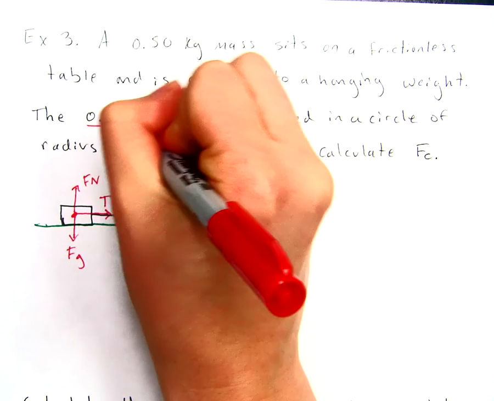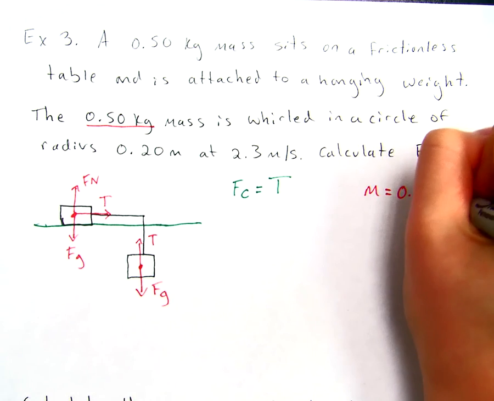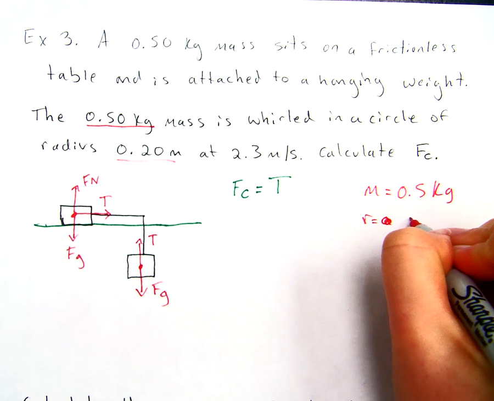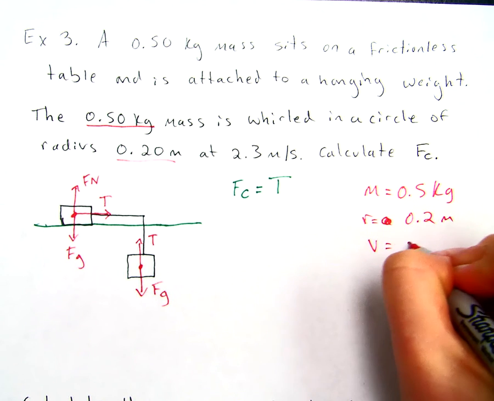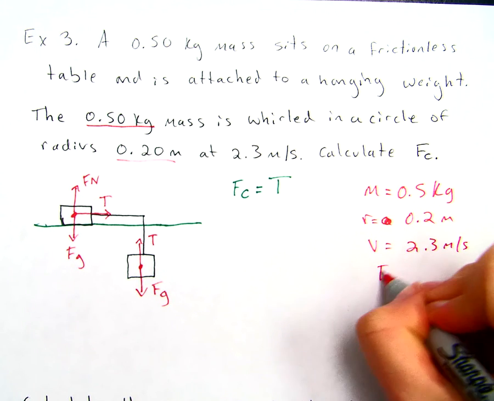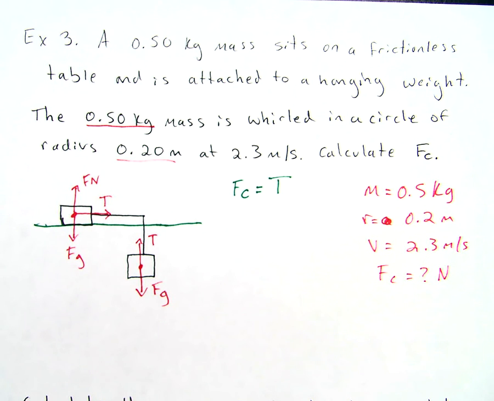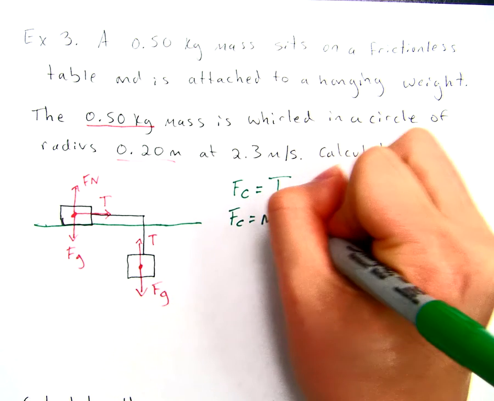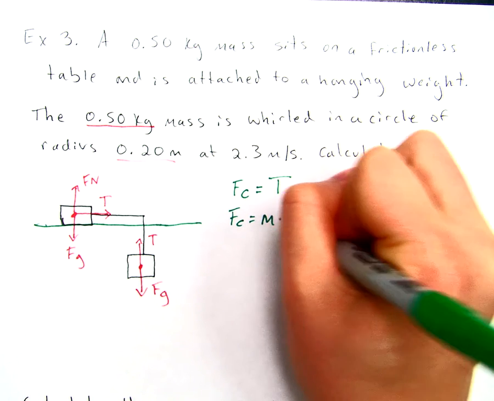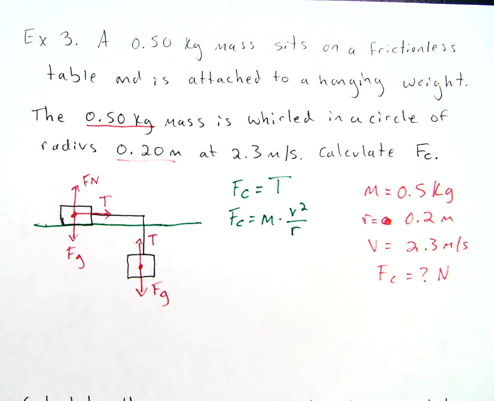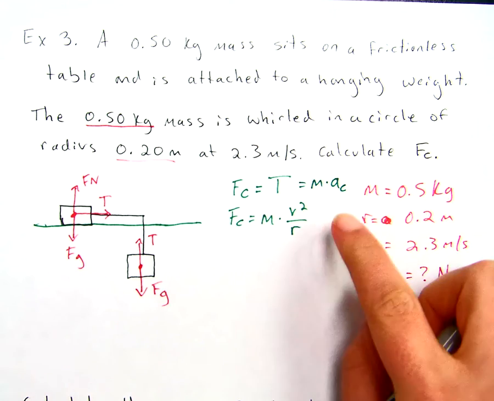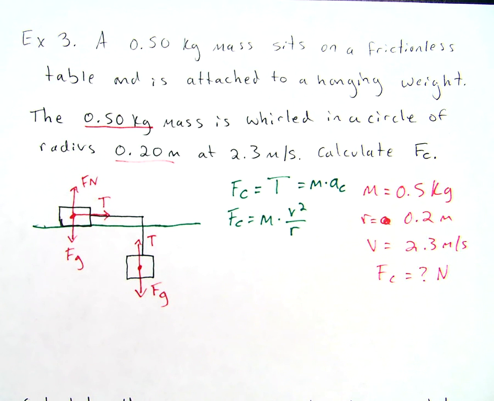So let's see what information they gave us. We have a mass, 0.5 kilograms. We have a radius of 0.2 meters and a velocity of 2.3 meters per second. We know we're looking for FC. We know that the unit is newtons. So here we can just plug in: Fc is mass times v squared over r. So there, all I did was I took mass times AC and then substituted in the formula for AC.